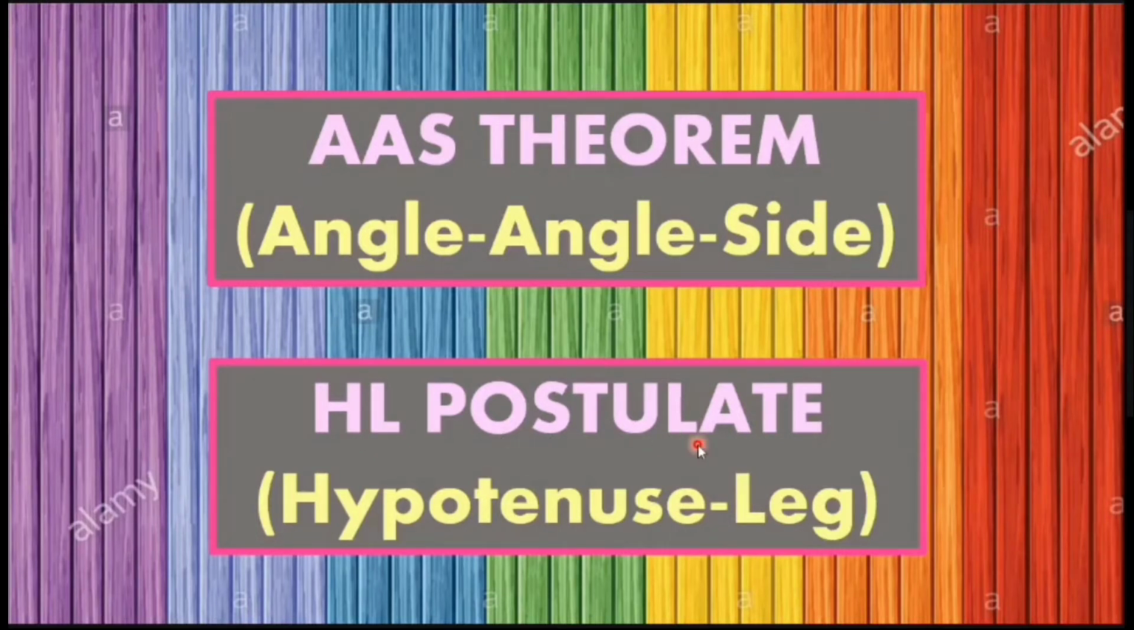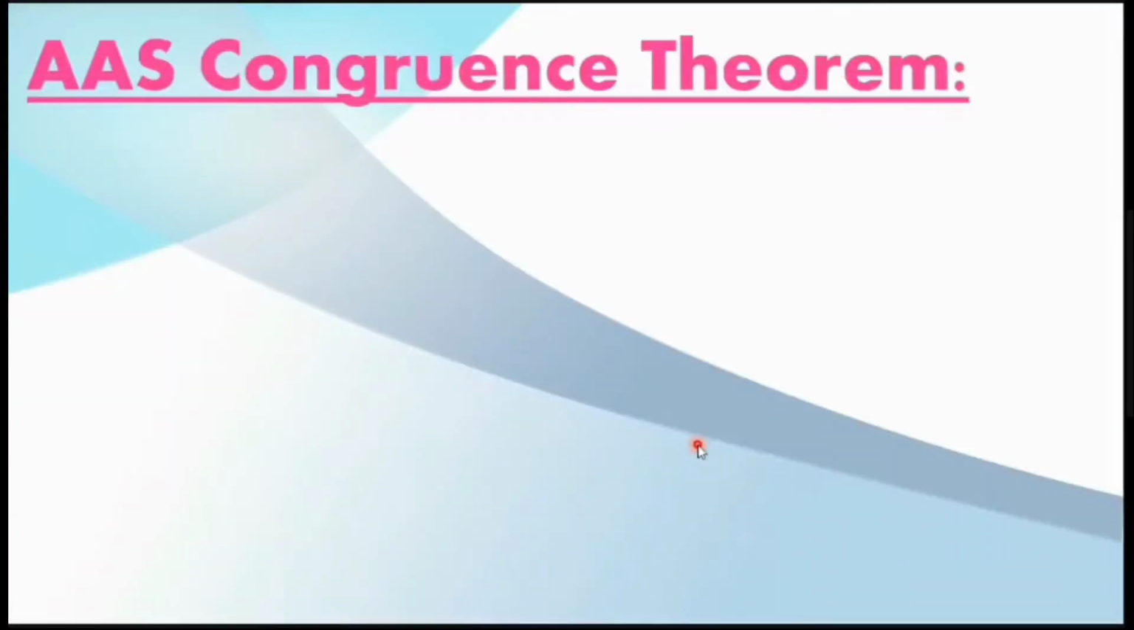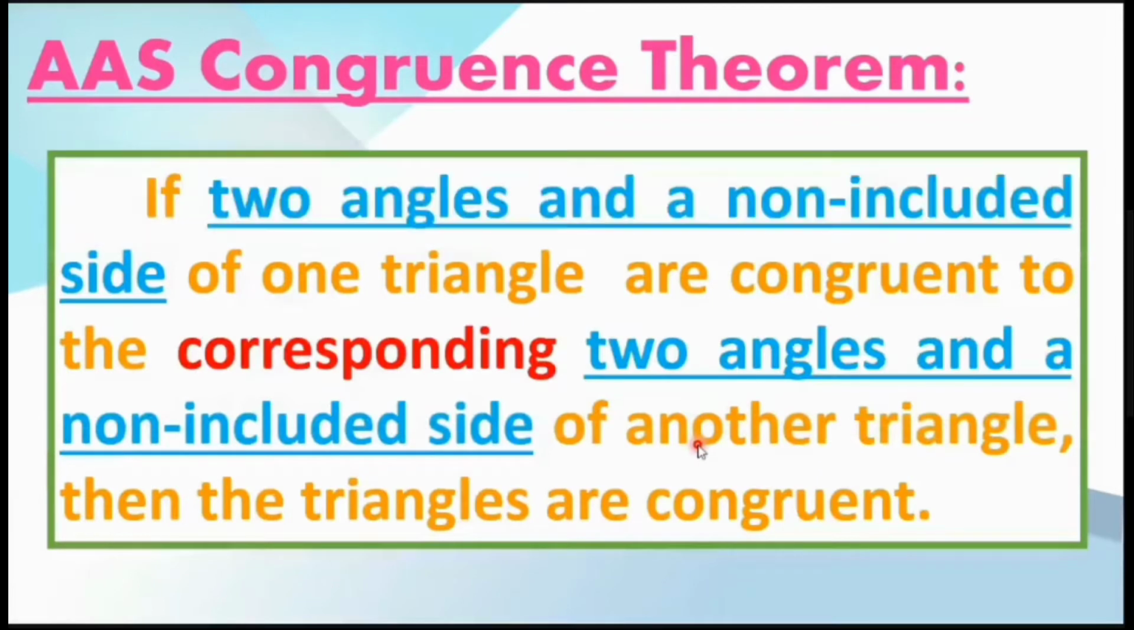And for us to be able to understand this better, let us read the first one. We have AAS Congruence Theorem. If two angles and a non-included side of one triangle are congruent to the corresponding two angles and a non-included side of another triangle, then the triangles are congruent.